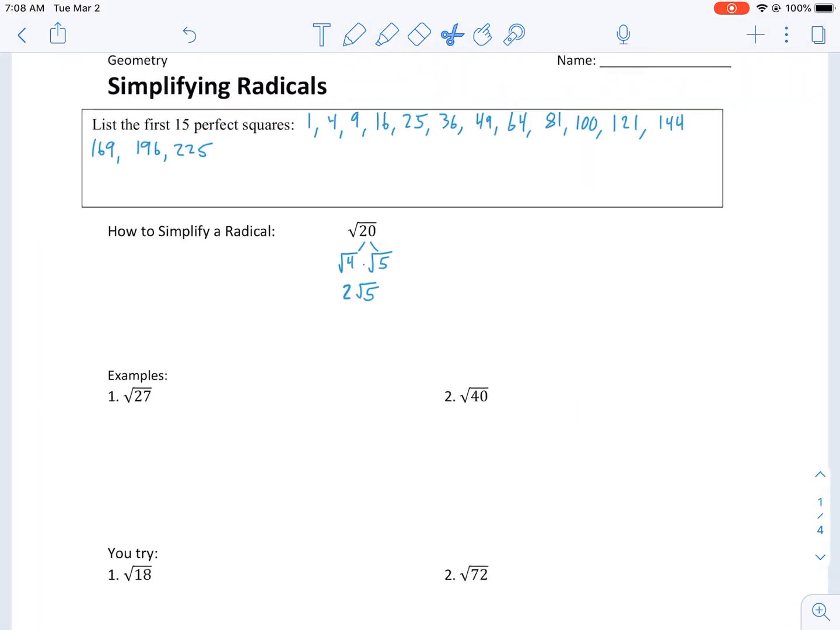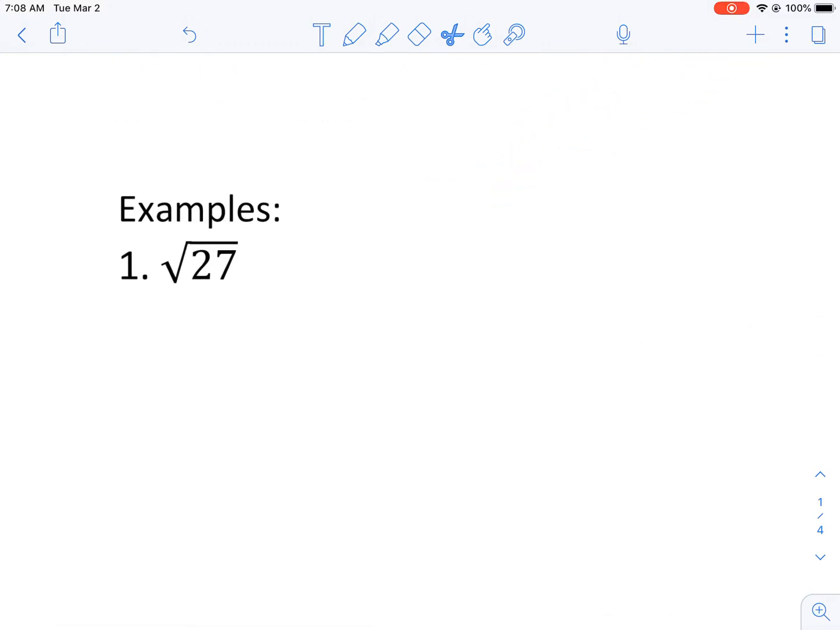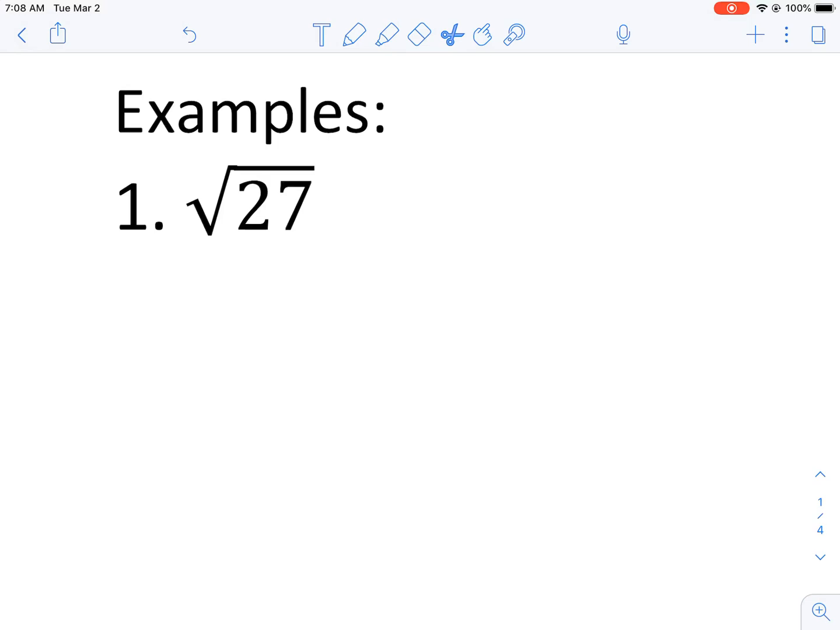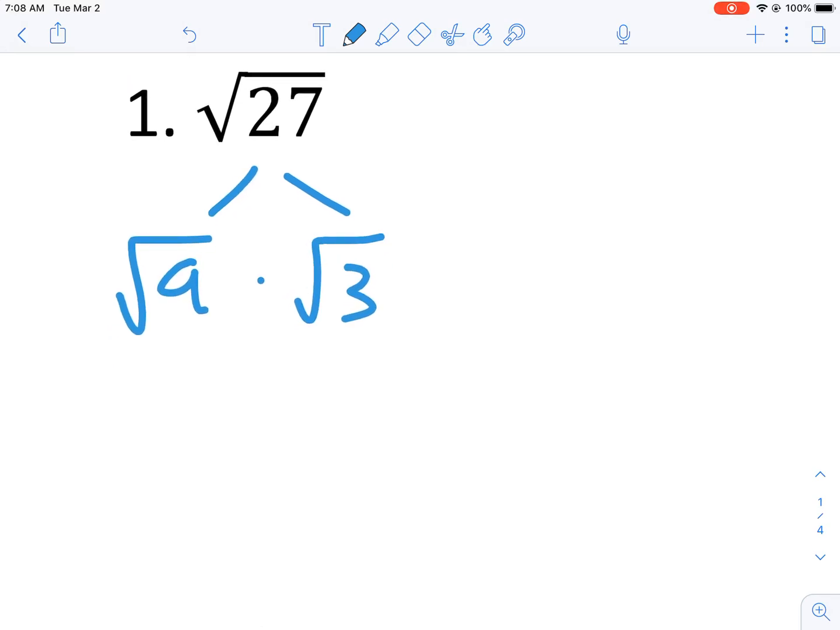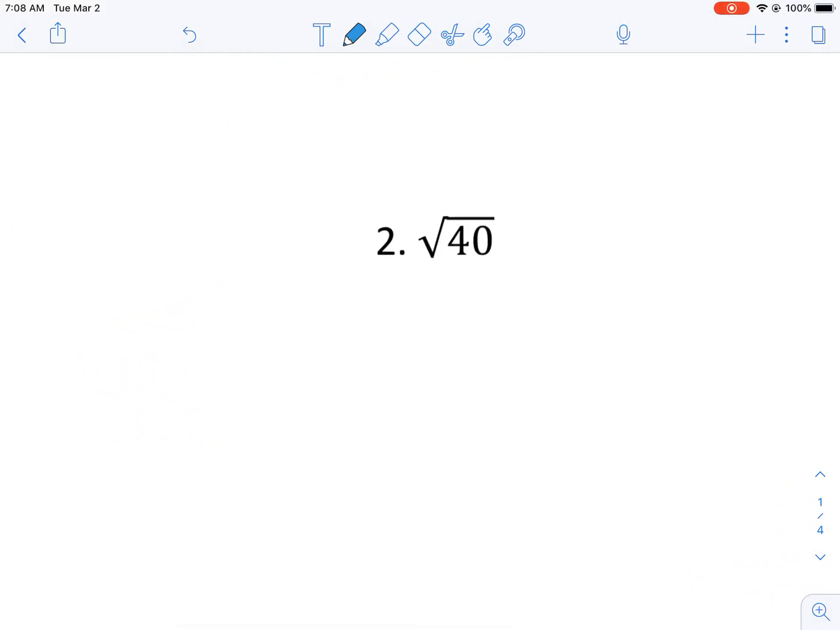So that is basically what you're doing. You're looking for, okay, what numbers are going to multiply to make 27 where one of them's a perfect square? Okay, well, I'm going to pick 9 times 3. 9 is a perfect square, so then the square root of 9 is 3, and then we have 3 radical 3. All right, so whatever number is that perfect square, then you take the square root of that number.